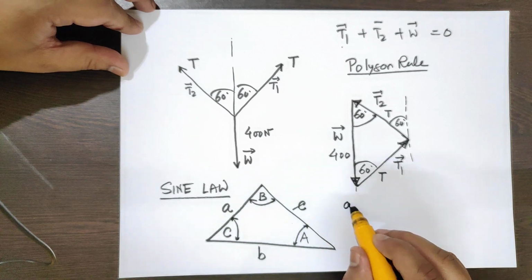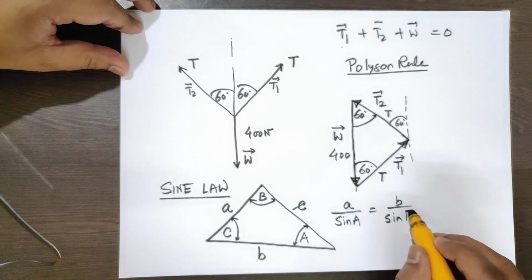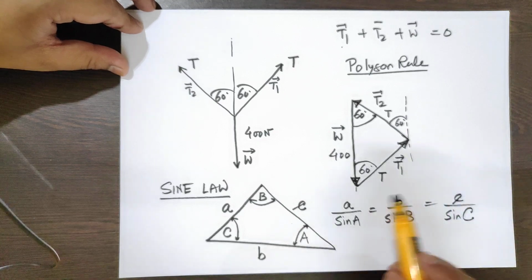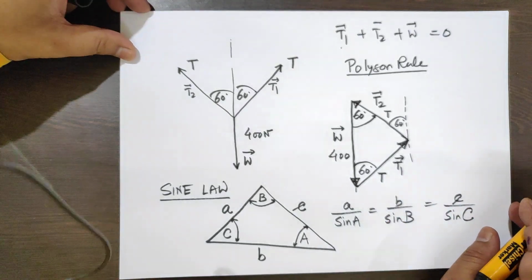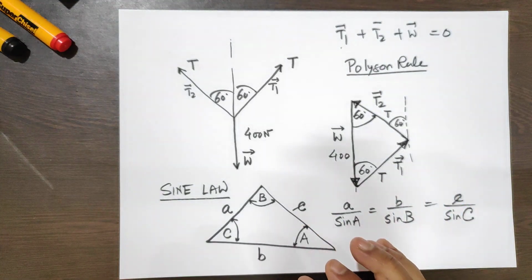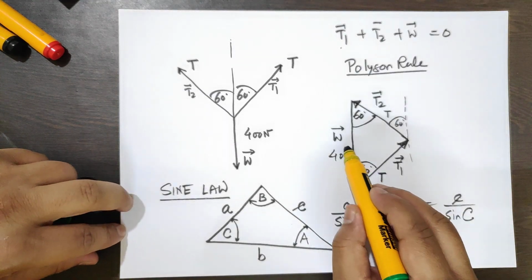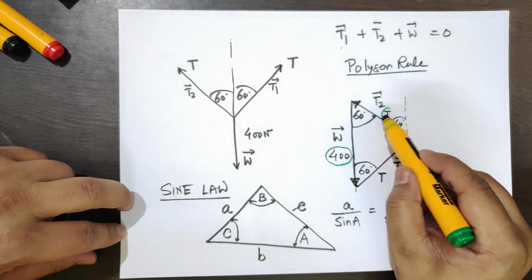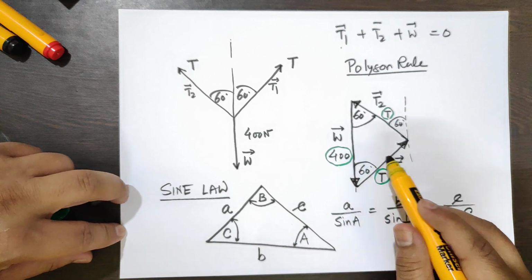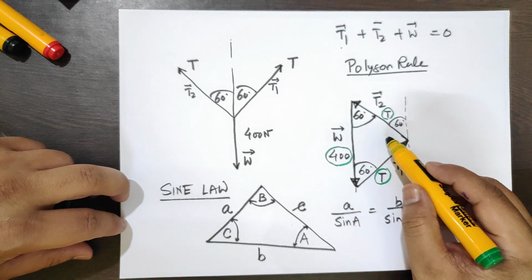Then by sine rule, you know a by sine A equals b by sine B equals c by sine C, this small c. So this is the sine rule. So we can apply the sine rule here if you like. It is an easy one. So this is 400, this is T, this is also T, so you need to find out T. So this is 60, 60 means this has to be 120, right?